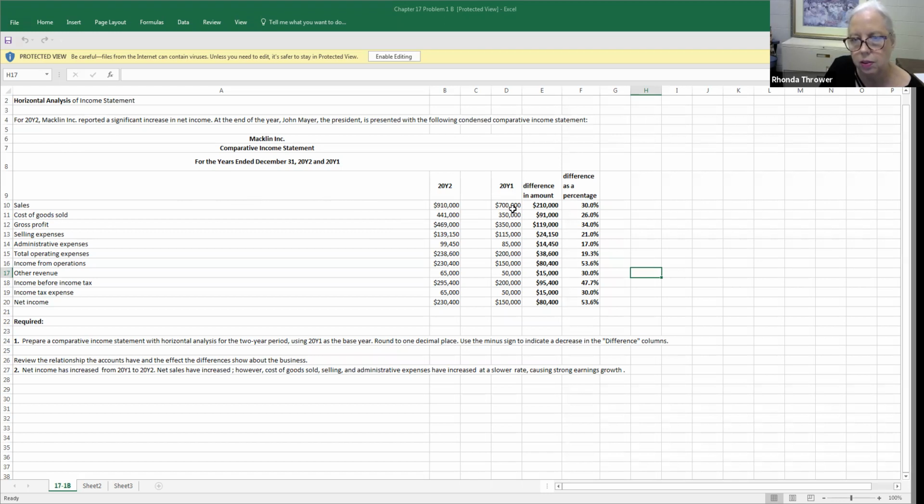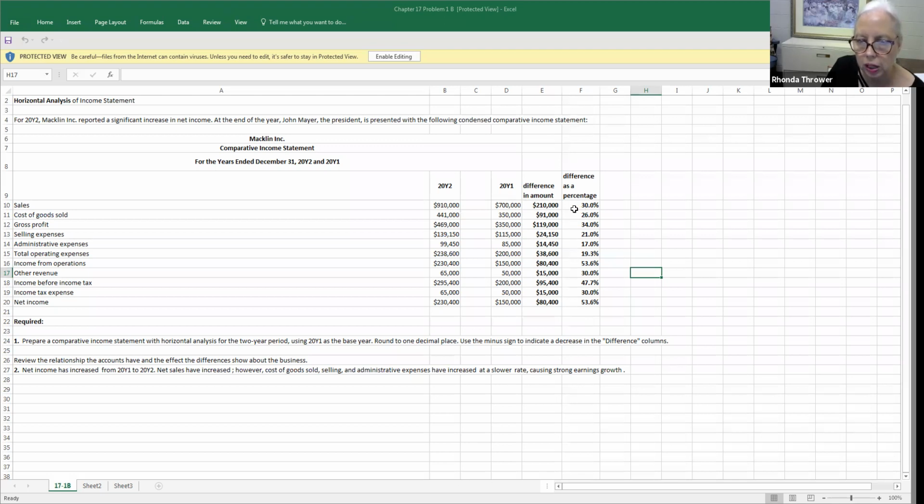So in this case, what we're looking at is $700,000 in year one. We're going to compare that to what happened in year two. So we simply subtract to find the difference in the amount. Cengage wants you to record this difference in amount here at $210,000. They also want you to show this as a percentage.